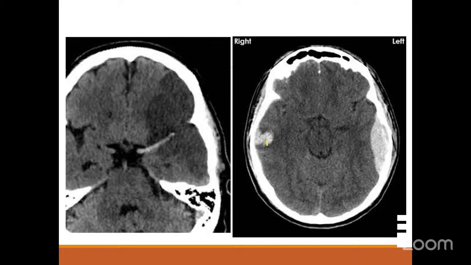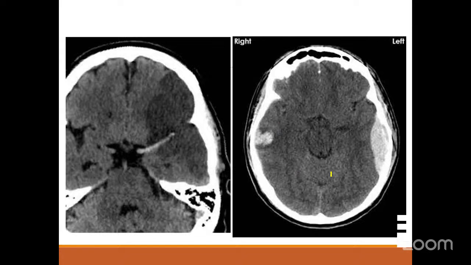Contusion, how do you identify contusion? It is a parenchymal bleed, which is hyperdense where the blood is there, and surrounding it, you see a fine area of hypodensity, which usually indicates edema surrounding the lesion. So this is called a contusion.